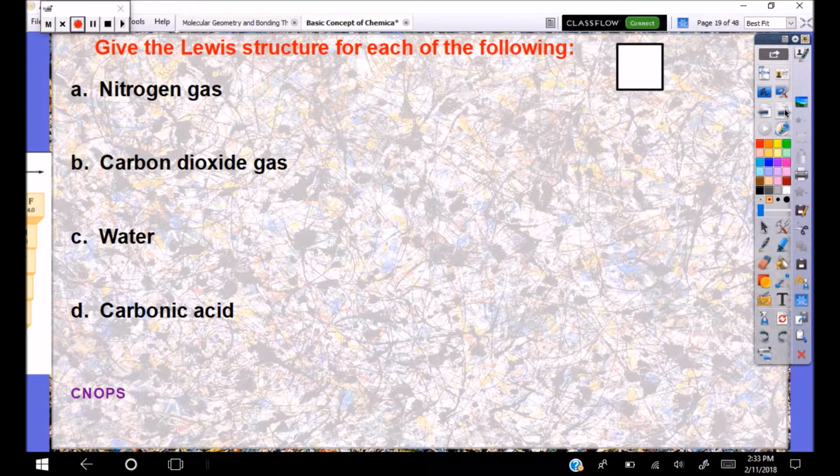But we're not really going to see that too much. If you have C, N, O, P, or S, those things do have the ability to form double bonds to become more stable. All right, so we're going to look at the first one, nitrogen gas.